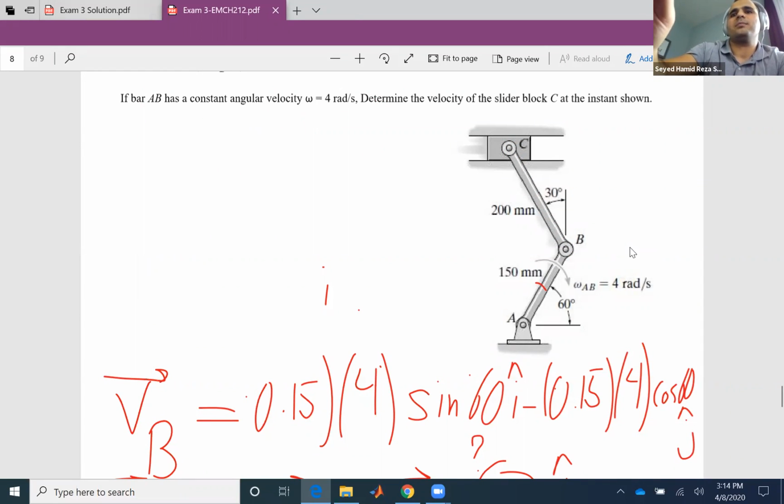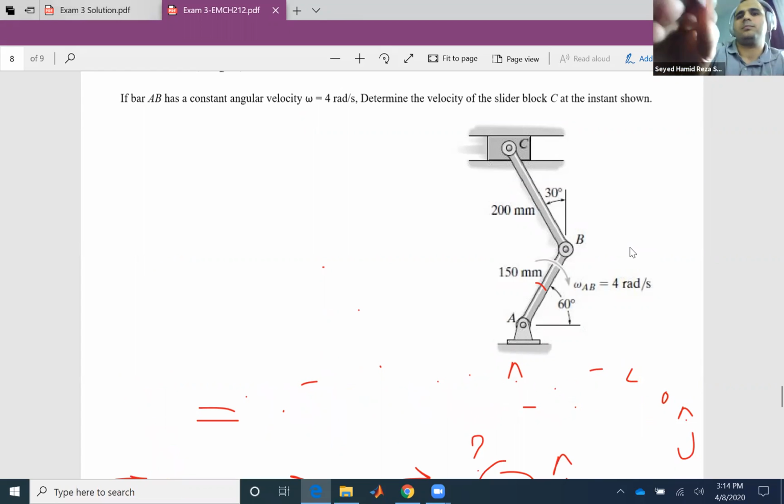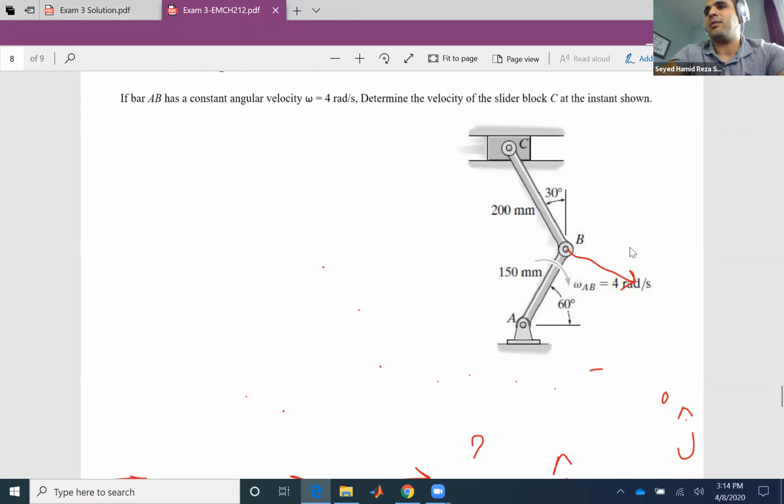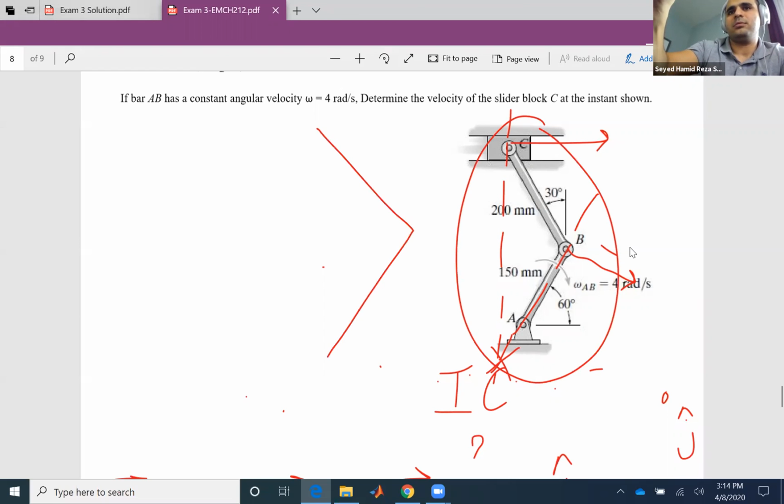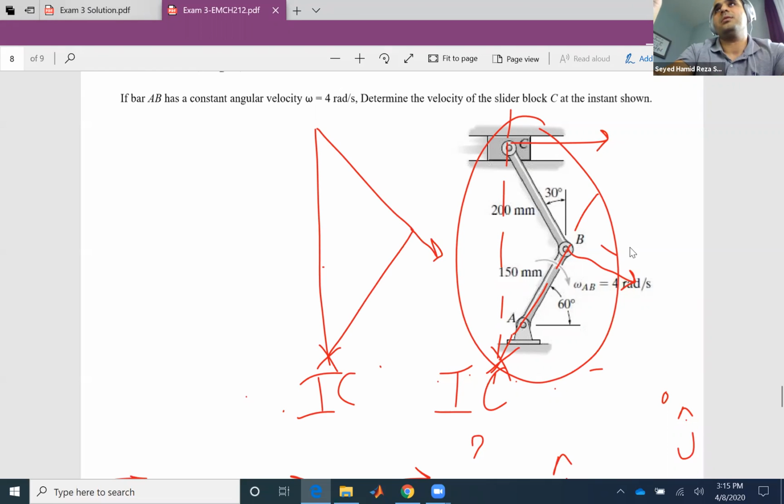So if you use the ICE, I need to draw two perpendicular lines. So I need to know two velocities for a link to find the ICE. I know the direction of velocity here at B is perpendicular, and I know VC. So I know my two velocities. My next task is to draw a perpendicular line to these two. So here would be my ICE location. That would be the velocity at B. That would be the velocity at C.